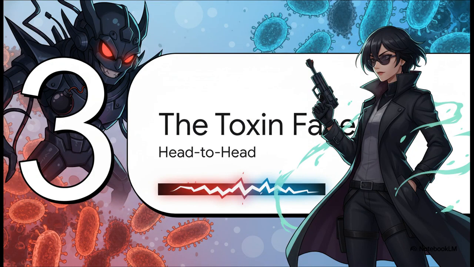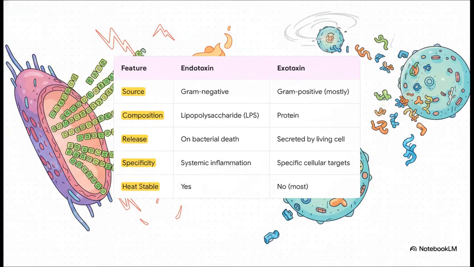So, we've met our two villains, the booby trap and the secret agent. Now, let's do a classic face-off. We'll put them side by side to really hammer home just how different they are. This table really says it all, doesn't it? Let's break it down. Their source: endotoxins are from gram-negative bacteria, exotoxins mostly from gram-positive. Their composition couldn't be more different. One's a structural lipid and sugar combo, the other is a protein.